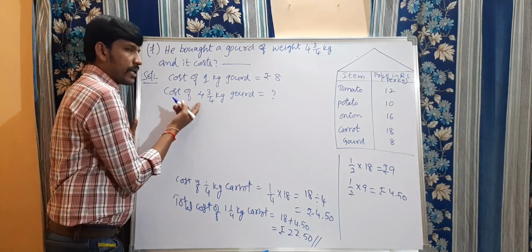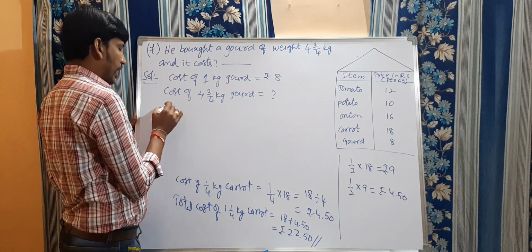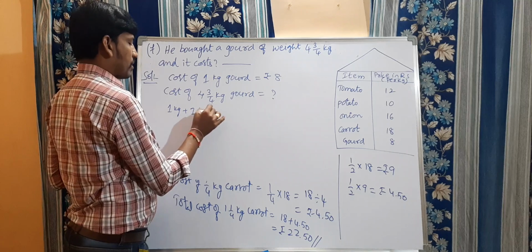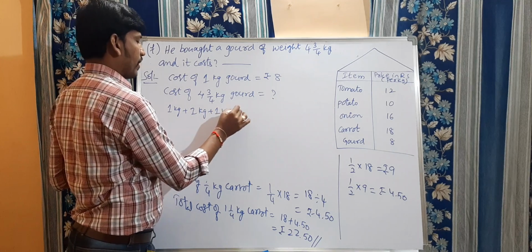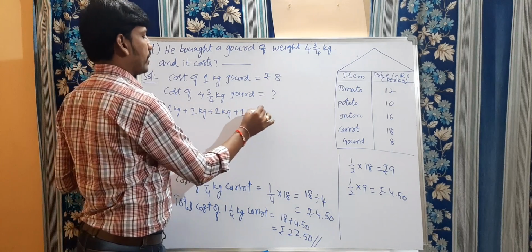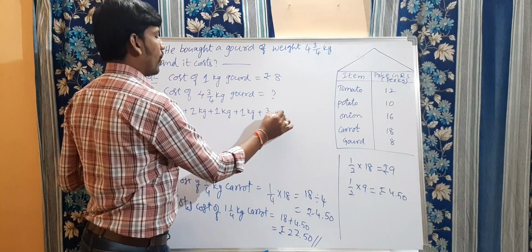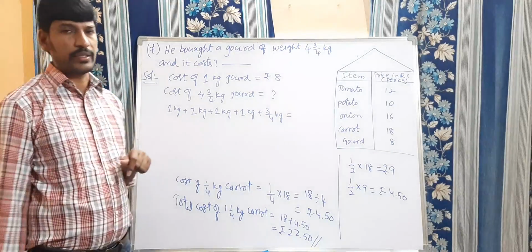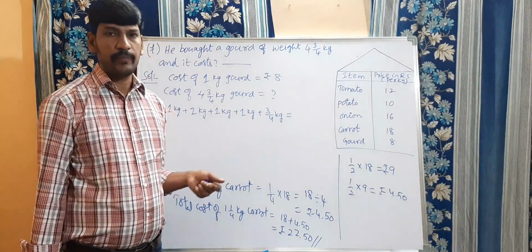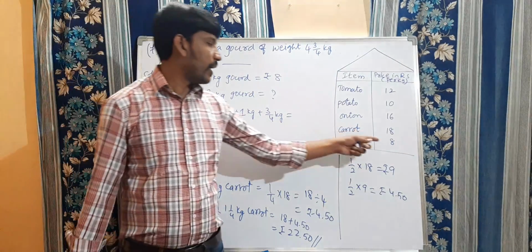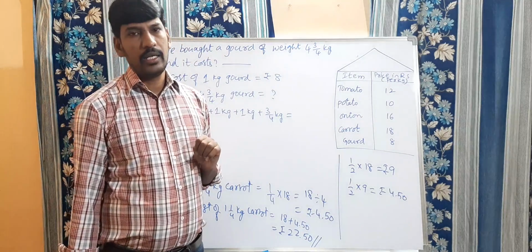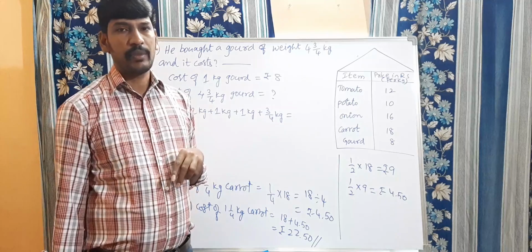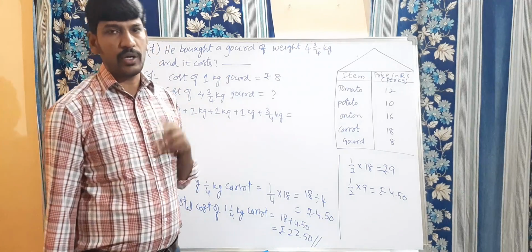Now this I am going to write: 4 3 by 4 as 1 kg plus 1 kg plus 1 kg plus 1 kg plus 3 by 4 kg. What is meant by 3 by 4 kg? That is 3 quarters. Clear? So 8 you should divide into 4 equal parts. If you divide 8 into 4 equal parts, each part is equal to 2 rupees. Clear, my dears?